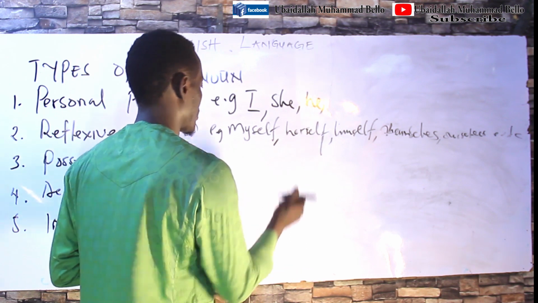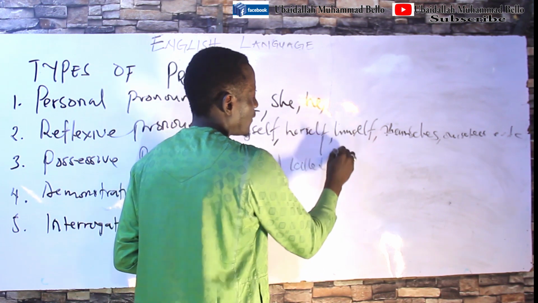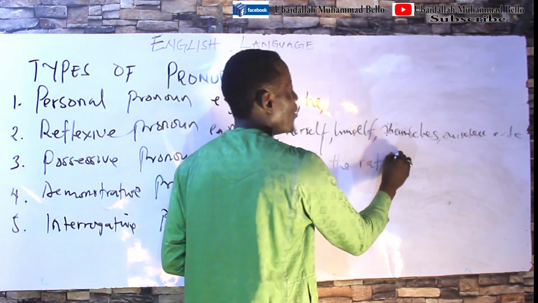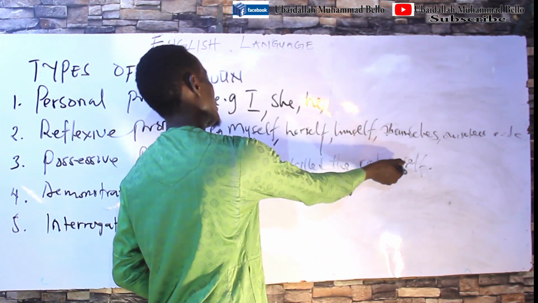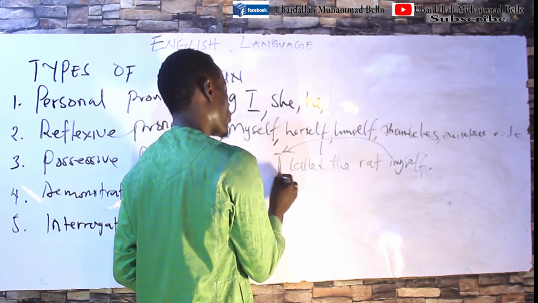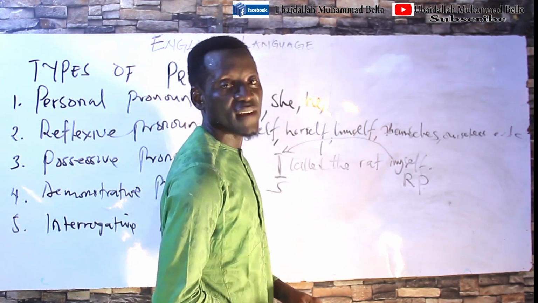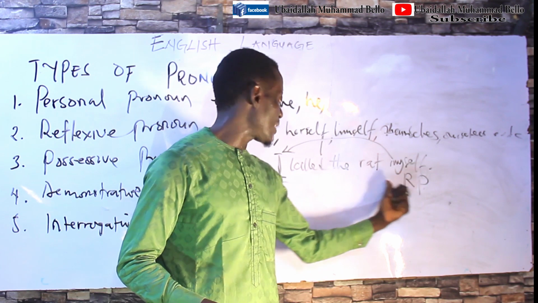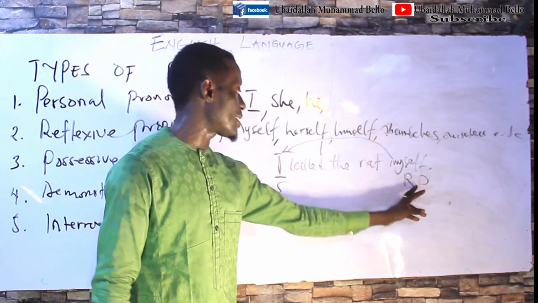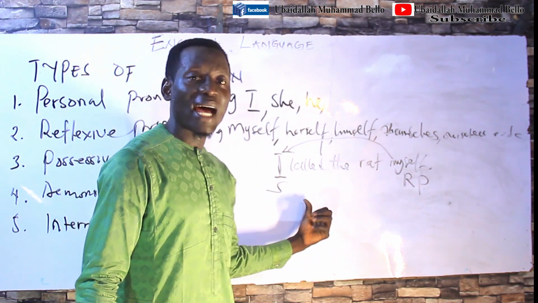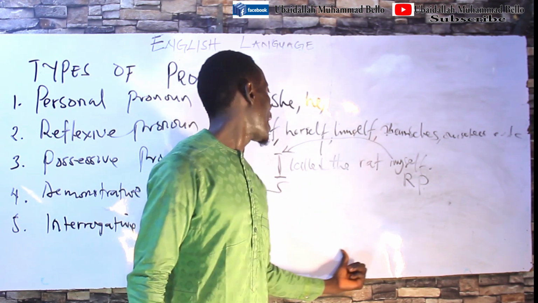Let's use an example for us to see. For instance, when we say, I killed the rat myself. This bounces back to what? I, which is the subject. So this is a reflexive pronoun. I did it, or I killed the rat myself. Several other examples, and this is the reflexive pronoun as regards the first person singular pronoun.